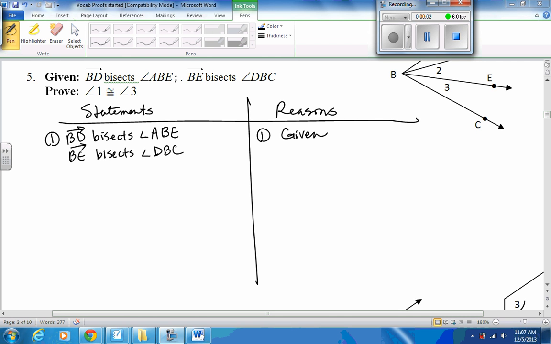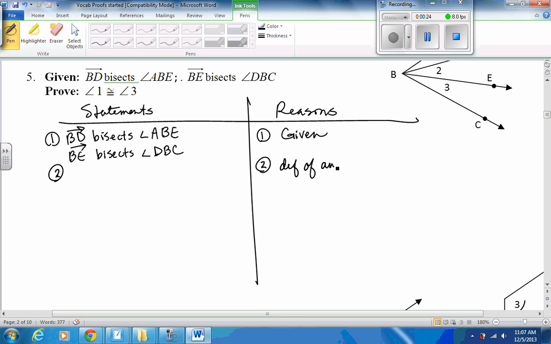Proof number 5 from our packet of vocabulary proofs. So the vocabulary word here is bisects. So like a bisector theorem probably, or definition of an angle bisector. Probably angle bisector because we're bisecting an angle. Find that on your sheet. If you need to pause again and look for it, you can.